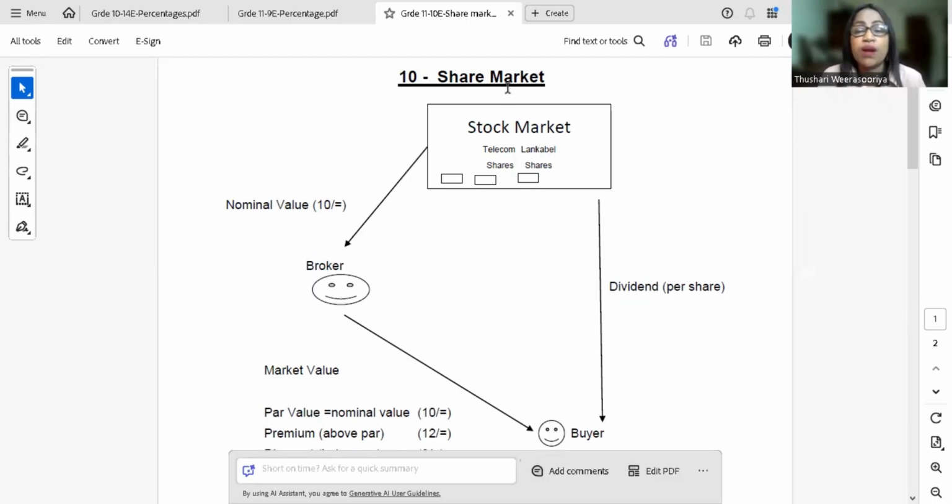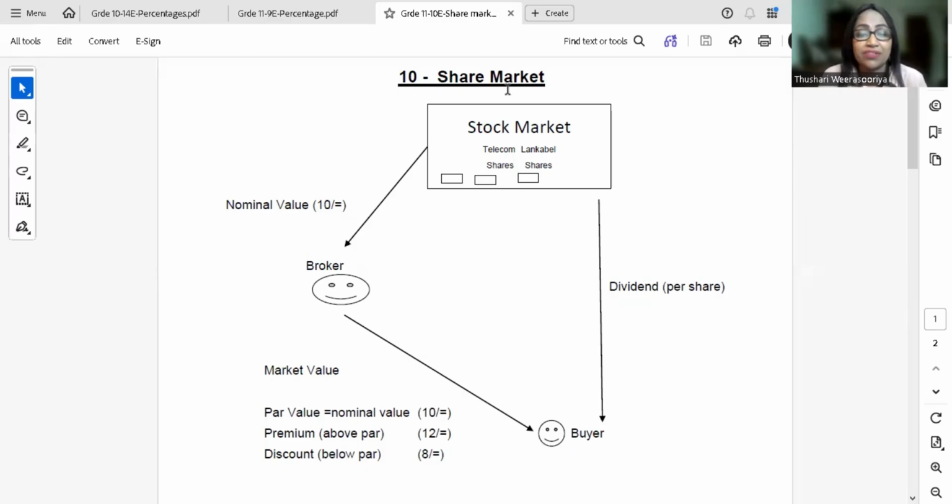I can't go to the stock market at once and get the shares. I have to go through a broker. Broker gets the shares from the share market. Then he sells. Now assume he gets the shares for 10 rupees and sells for 10 rupees, par value, or above the par value, 12 rupees, or less than the par value. They sell the shares. Then we buy.